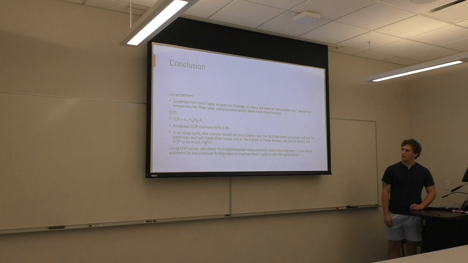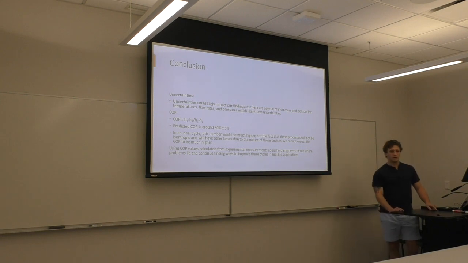In conclusion, uncertainties: there's more than 10 different sensors used in the whole apparatus. So all of them probably have some kind of documented accuracy, which could lead to plenty of uncertainty in all of the values. So that's our COP. If we break down that equation that I showed earlier, it just ends up being H1 minus H4 over H2 minus H1. I predicted the COP to be around 80%, but give or take about 5%.